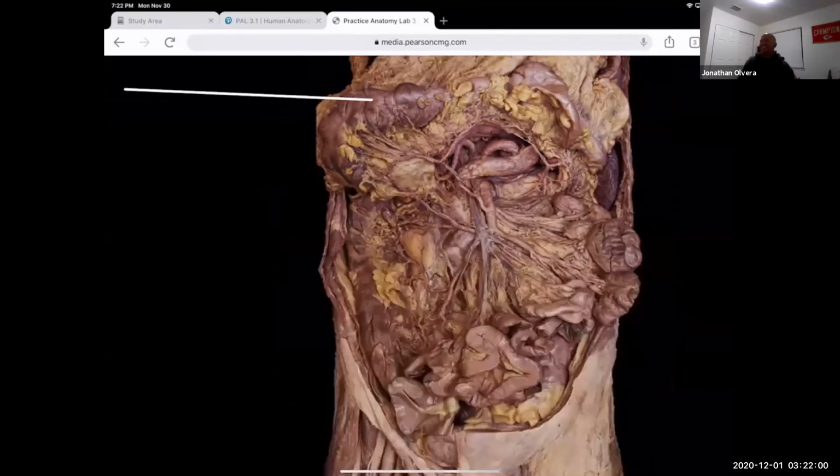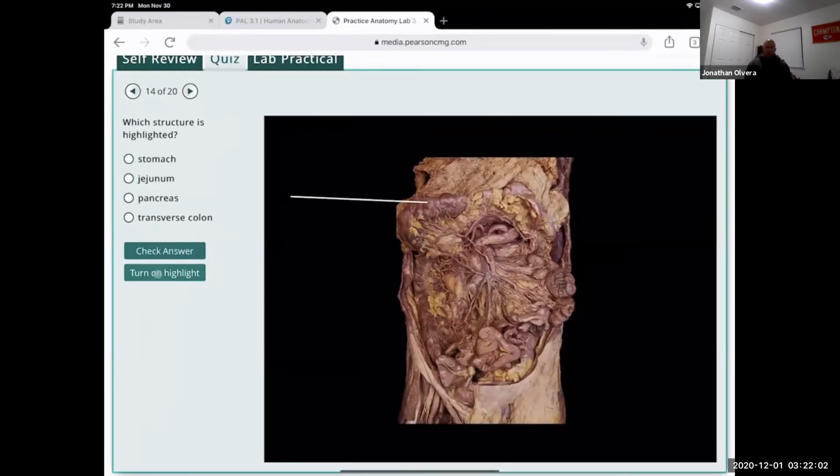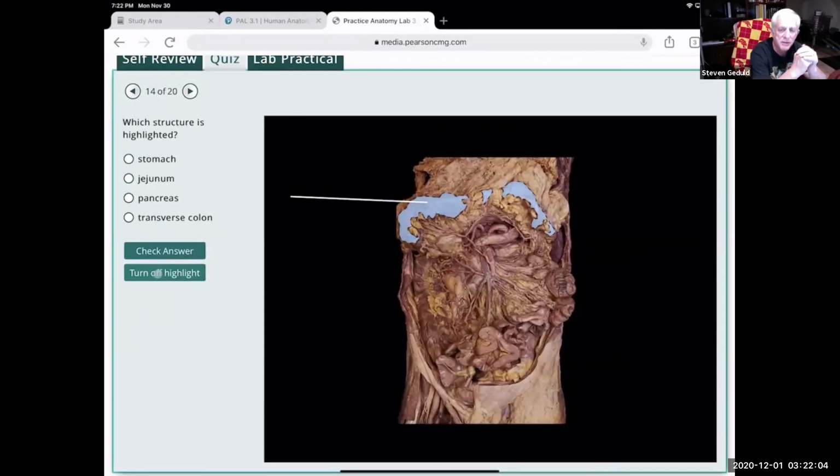All right, let's see what it looks like here. Let's turn on the highlight. So what would that be? Transverse colon. Transverse colon goes right across, runs transverse. That'd be your transverse colon.